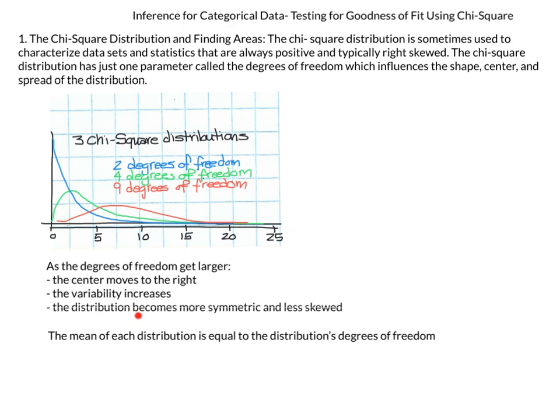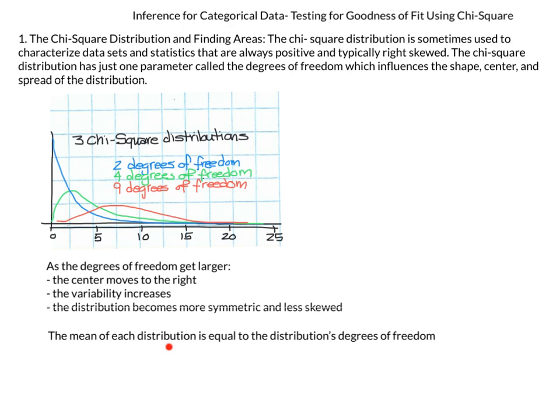And last, the distribution becomes more symmetric and less skewed. So here the skew is to the right, and there's this long tail to the right. Here, there's a little less skew, but we still have the long tail. And here we're starting to look less skewed. It's actually almost looking a little more normal.